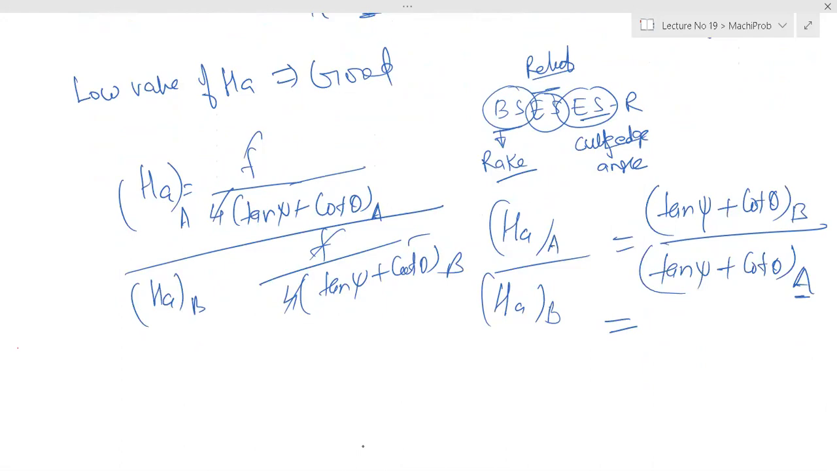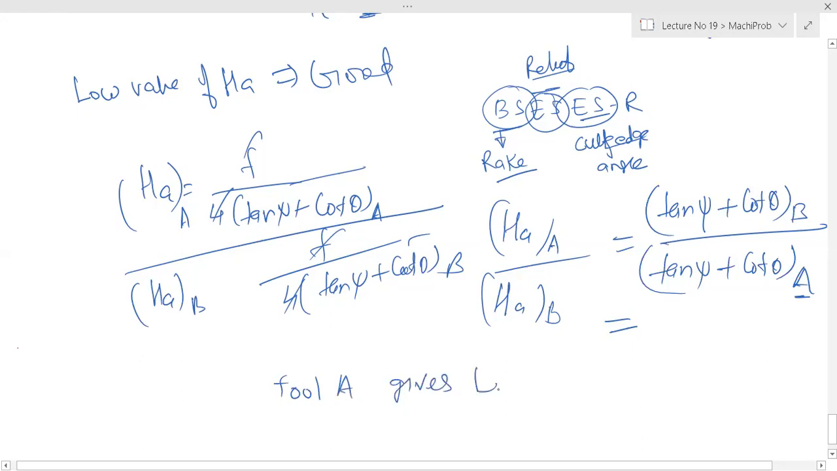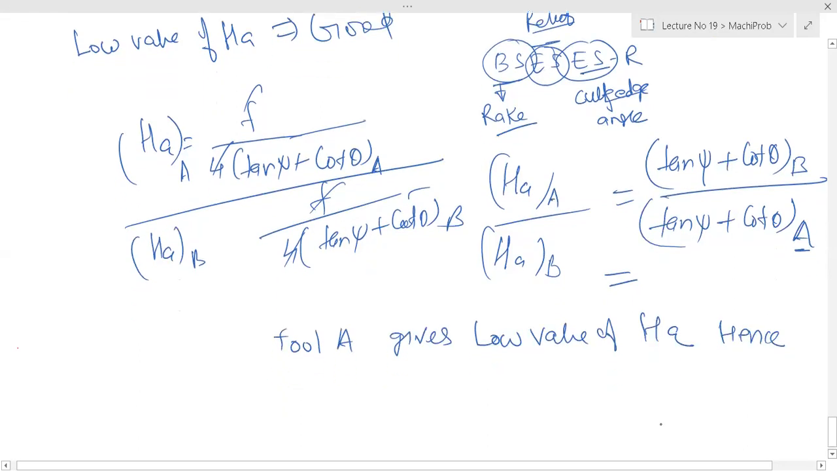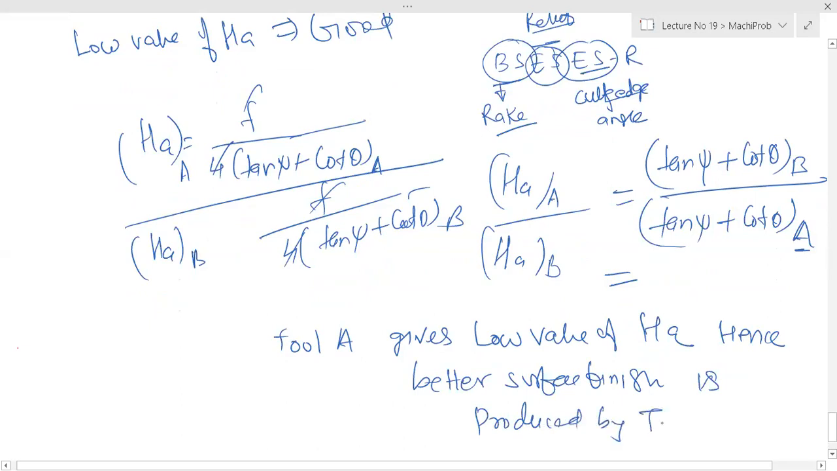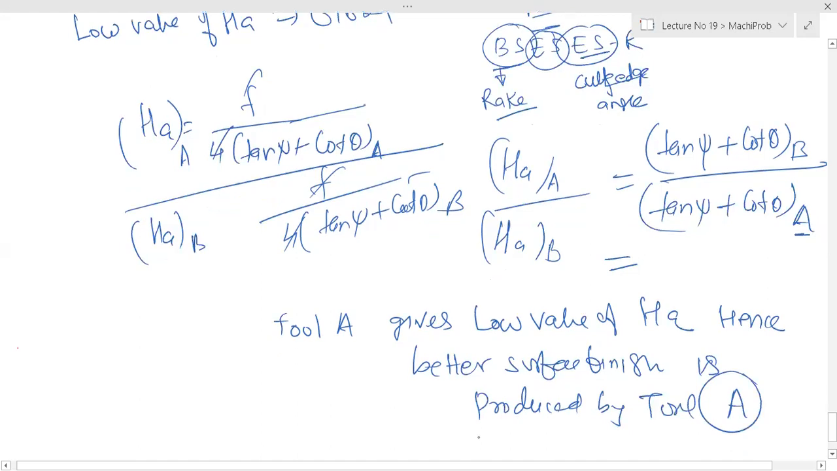So which tool will give better finish? Tool A gives a low value of HA, hence better surface finish is produced by tool A. Everybody clear?